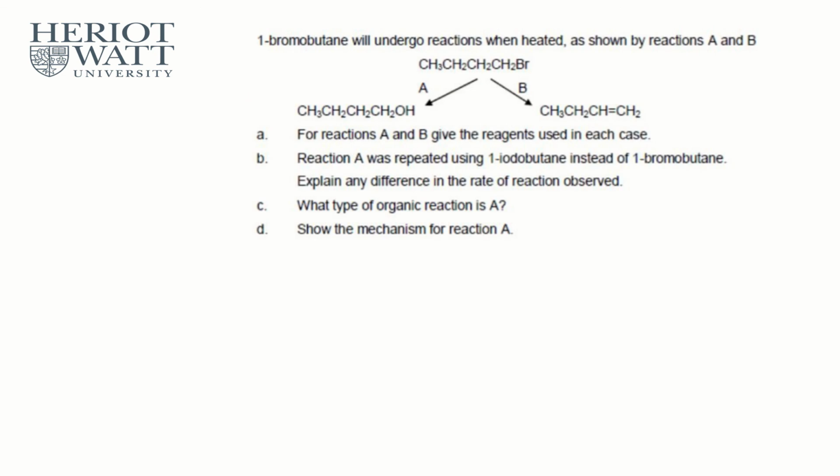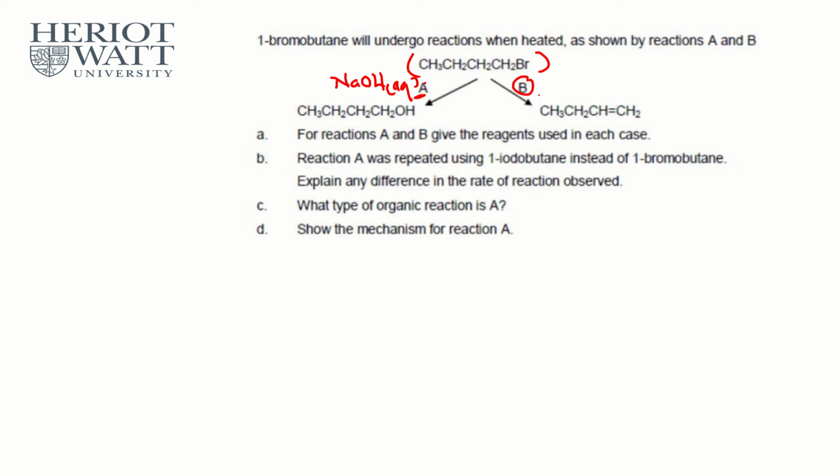Okay, last question. I guess this is the last question, number 6. 1-bromobutane will undergo reactions when heated, as shown by reactions A and B. Now I have bromobutane go through reaction A, I'm getting an alcohol. What is that reaction? Obviously, if you check the formula for both compounds, the only difference is the Br and the OH, and it is a substitution. So what reagent do we use for A? NaOH, right? And it should be aqueous. It's a nucleophilic substitution.